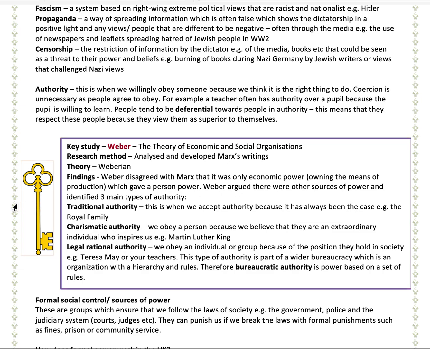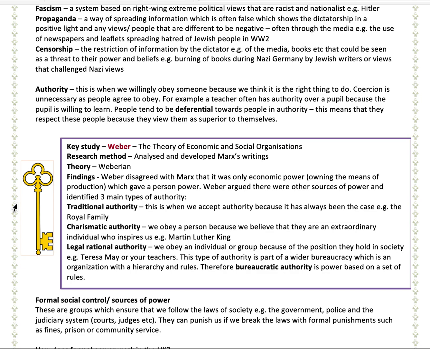Charismatic, so we obey a person because we believe they are an inspirational individual, so Martin Luther King is an example. And then legal rational authority, obeying people because of the position they hold in society, so their role. So that could be the police, that could be teachers, the government, etc.